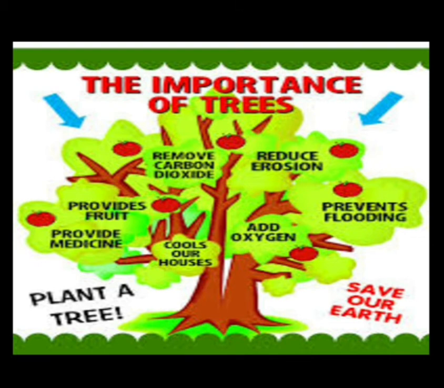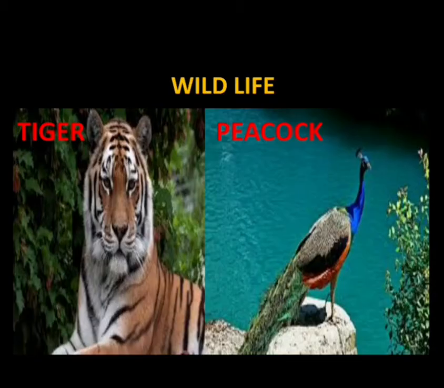But the natural vegetation has been destroyed to a large extent because of the reckless cutting of trees. We should plant more trees, protect the existing ones and make people aware of the importance of trees. That is why the government has started a special program named Van Mahotsav to involve more people in making our motherland, our earth, green.